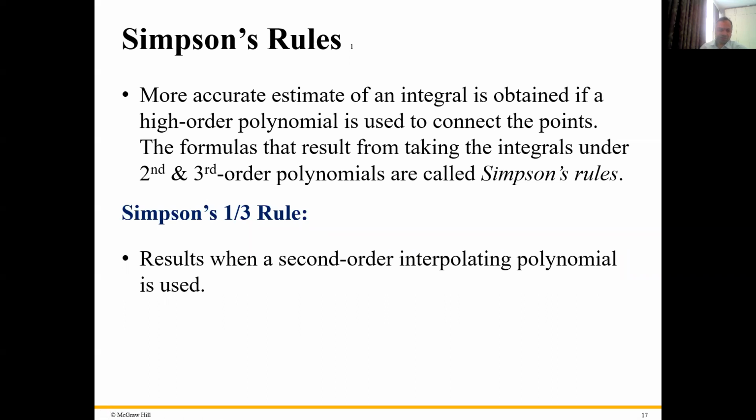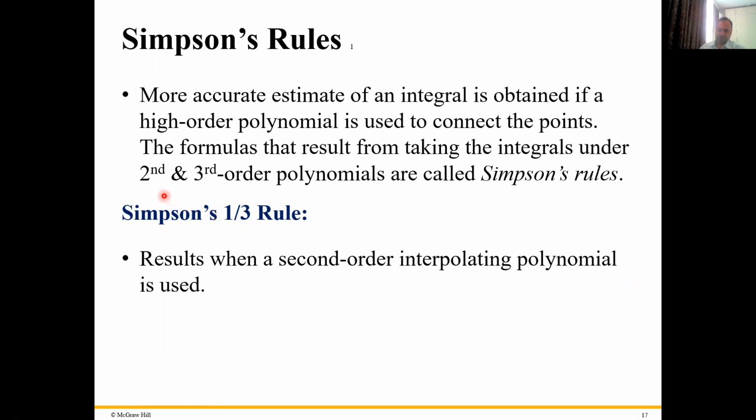In the trapezoidal rule, we assume a straight line between 2 points. However, in Simpson's rule, we try to establish the points based on second order or third order polynomials. So a more accurate estimate of an integral is obtained if a higher order polynomial is used to connect the points. The formulas that result from taking the integrals under the second and third order polynomials are called Simpson's rules. Simpson's rule is of two kinds: Simpson's 1/3 rule or Simpson's 3/8 rule.